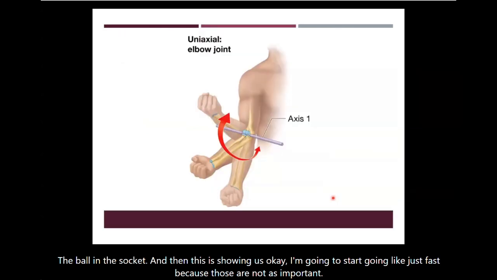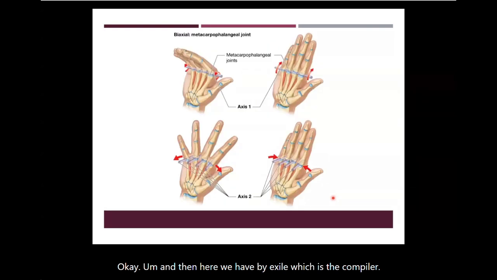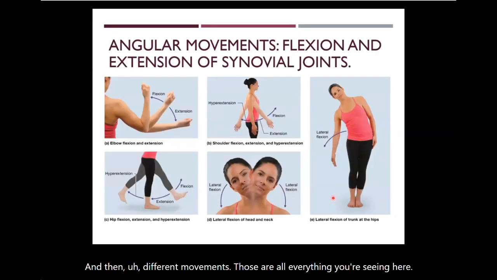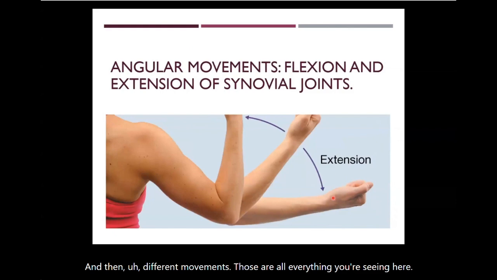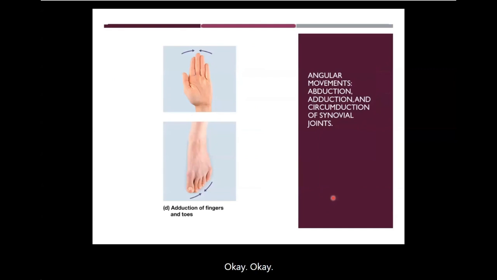And then this is showing us, okay, I'm going to start going fast because those are not as important. The next one is the hinge one. The hinge is the second one, uniaxial. So the elbow is hinge and the knee is hinge, okay? And then here we have biaxial, which is the condylar. And these are the movements. And then other types of gliding synovial joints, and different movements. Everything you're seeing here, we can do because of the synovial joints, okay?